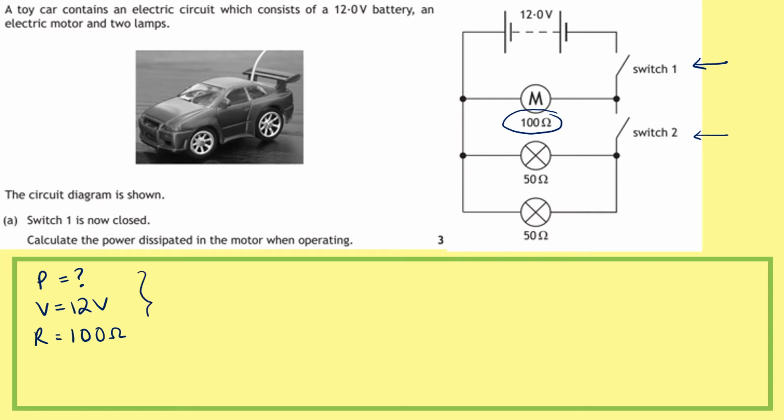Using these 3 values, we know that the equation we'll need to use is P equals V squared over R. And then plugging in our numbers, we've got P equals 12 squared over 100. So P equals 1.44 watts.